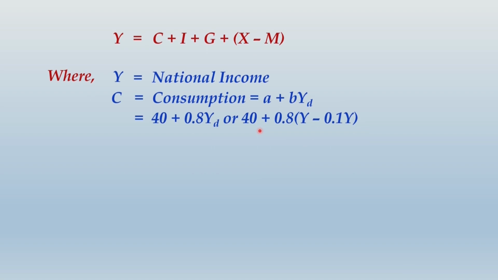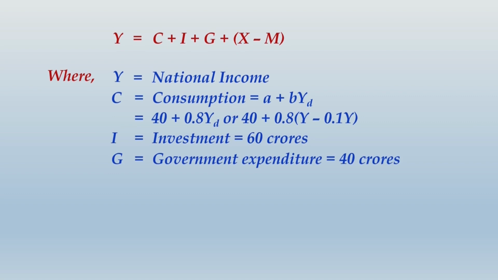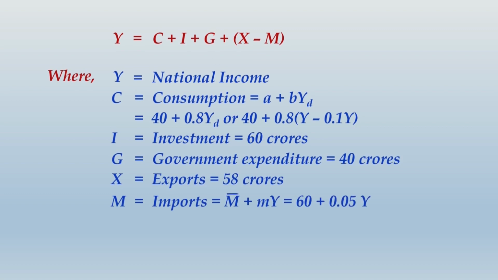So 40 plus 0.8 into YD could be written as 40 plus 0.8 into Y minus 0.1Y, and then I standing for investment, which is 60 crores, G is for government expenditure, that is 40 crores, X is for exports, that is 58 crores, and M is for imports, where it is M bar plus small m into Y, that is 60 plus 0.05 Y. So once these variables have been defined, you can easily work out what will be the value of Y. Let us move ahead and solve the equation.